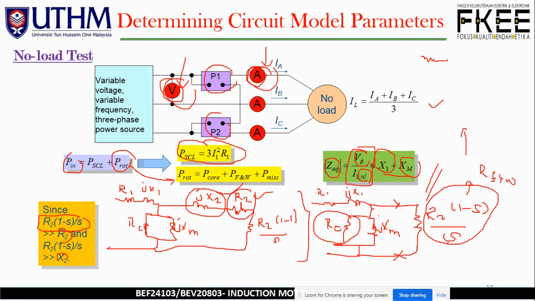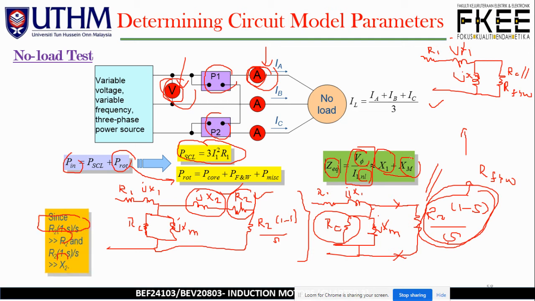So we have now R1, and we have jX1. Yes, we still have our jXm. But now we have a much simpler circuit. This is actually Rf. We have Rc in parallel with R, F and W. Okay, F and W is all here, R2 (1 minus S) over S.